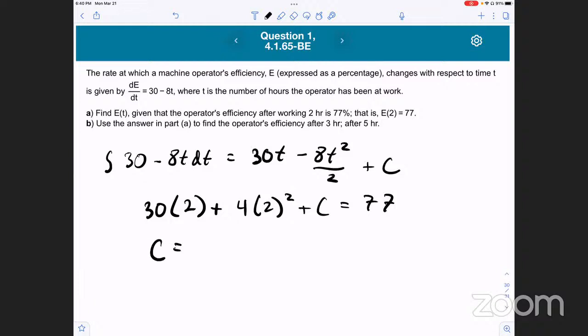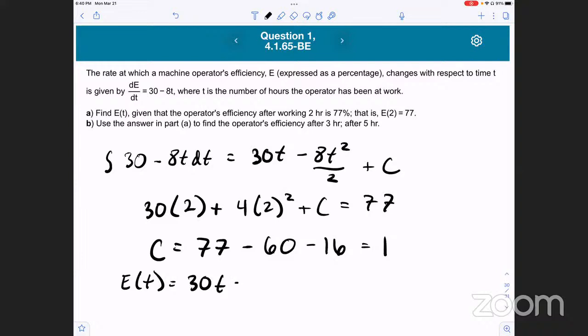C is going to be 77 minus 60, and 4 times 4 is 16, so minus 16. 17, and then 7, looks like it's 1, all right? So then it looks like E of t should be 30t. 8 divided by 2 is 4, so minus 4t squared plus 1. Oops, plus 1. Right, and then we can check.